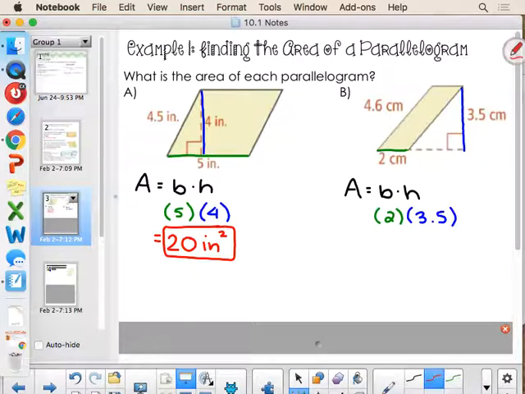All right, all we got to do is 2 times 3.5. What do I get? 7 centimeters squared. Very good. Questions on that?